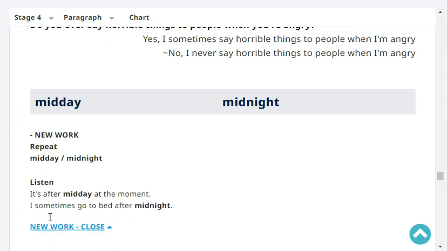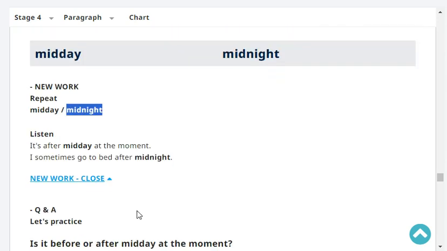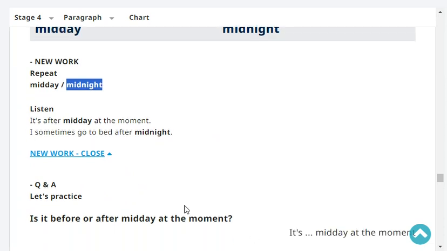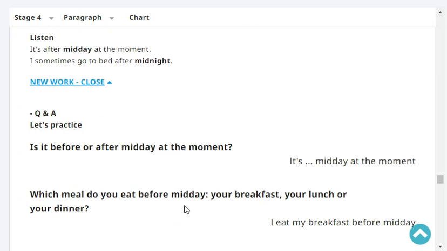Next, repeat. Midday, midnight. Very good. Okay, listen. It's after midday at the moment, so it means after 12 noon. I sometimes go to bed after midnight. Okay, let's practice. Is it before or after midday at the moment? It's after midday at the moment.